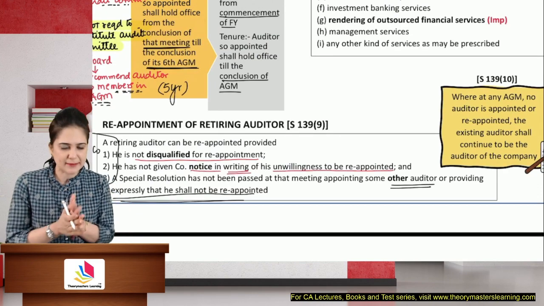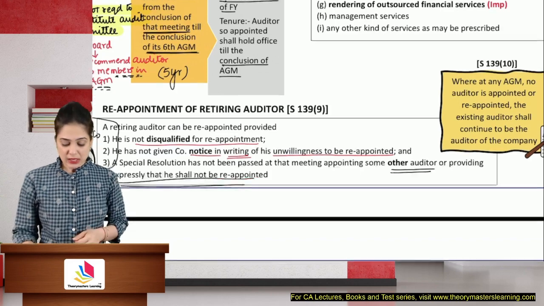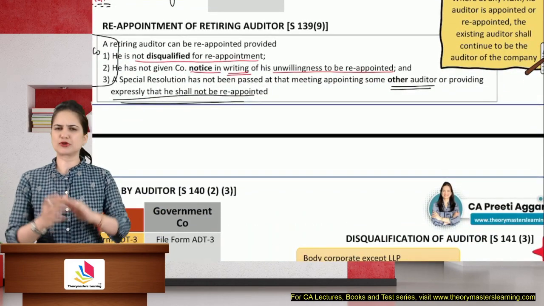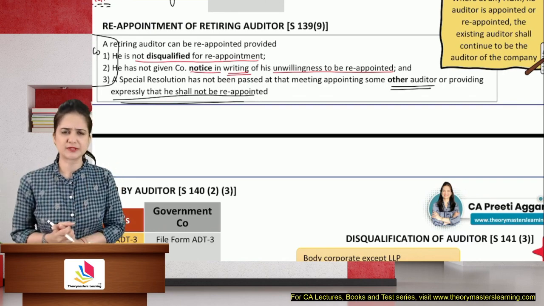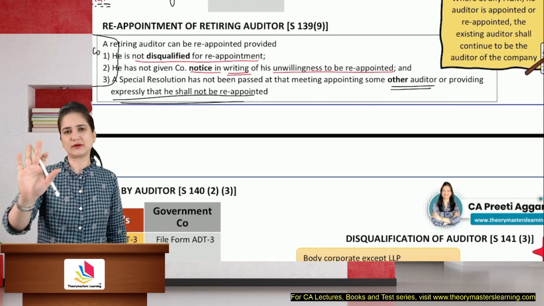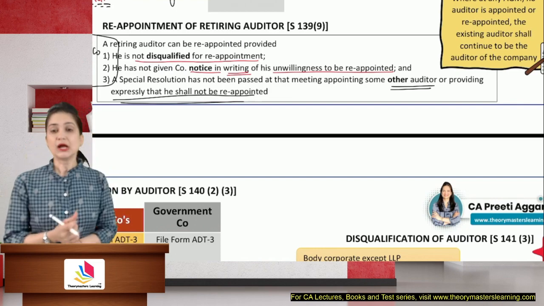They both actually mean the same. Let us discuss it now. He should not be disqualified from being appointed. He should not be subject to any of those disqualifications. He should not give in writing that, please, I don't want to be reappointed. Then in that case, we can't reappoint him.